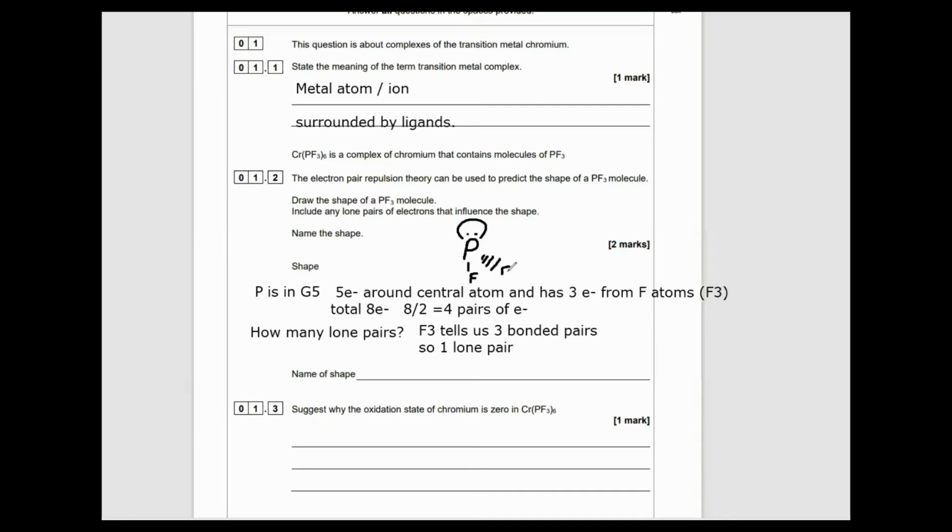So you show the lone pair on top. You don't have to do the little cloud, but you do have to put the 2 dots. I've put both. And then you draw the 3 fluorine atoms forming the pyramid at the bottom. So that's the correct shape, and the name is pyramidal.